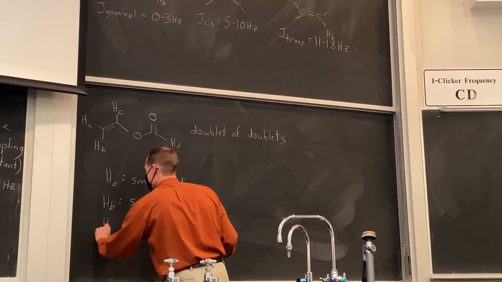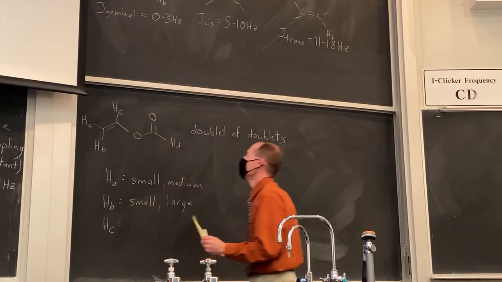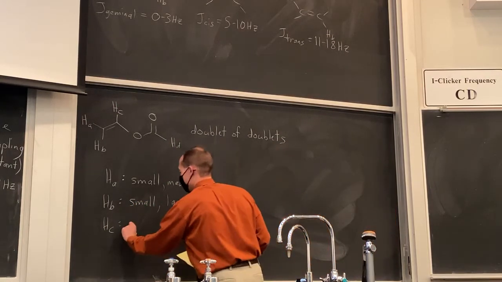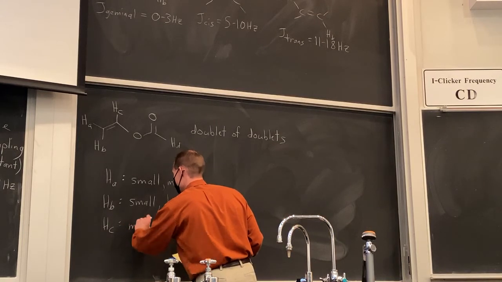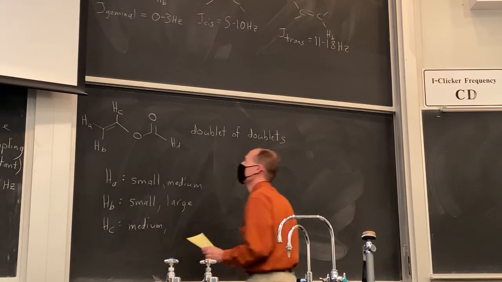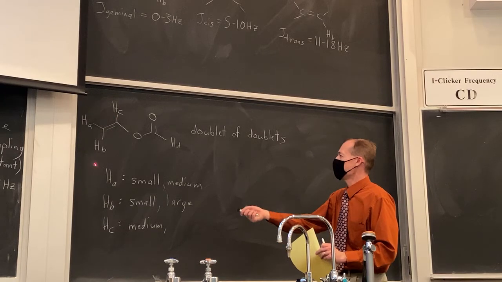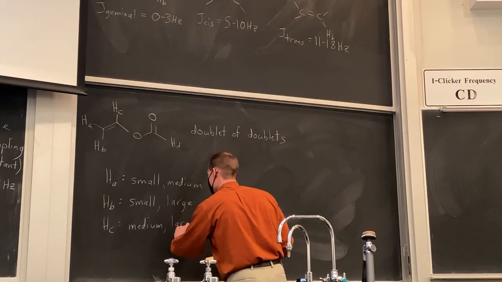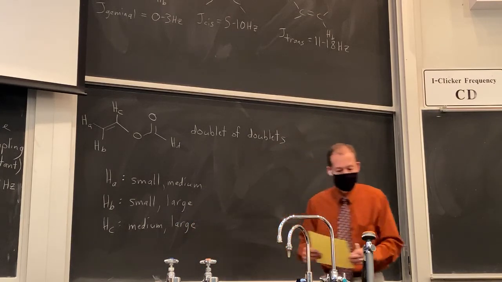And now we look at HC. HC has a cis neighbor. That gives rise to a medium J value. And it has a trans neighbor. That's going to give rise to a large J value.